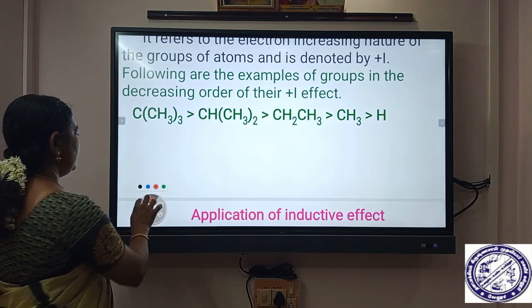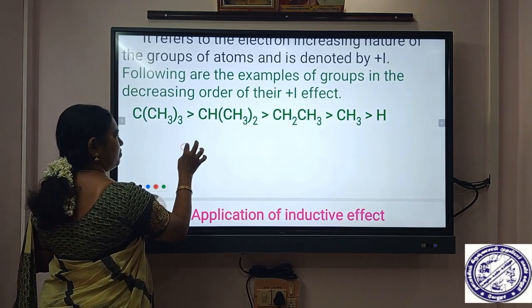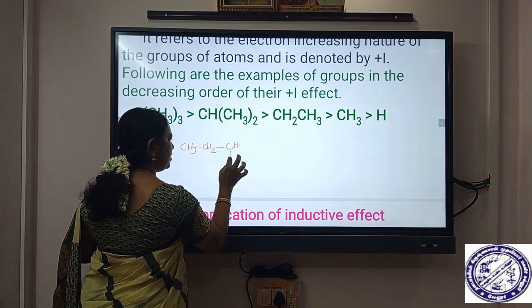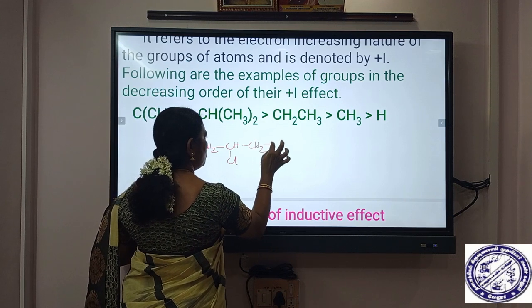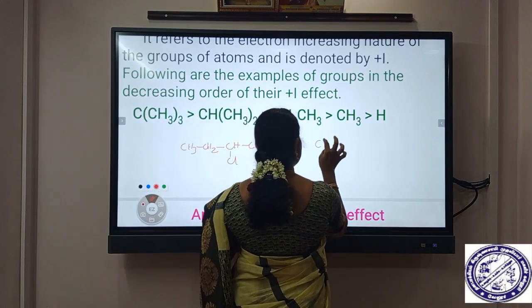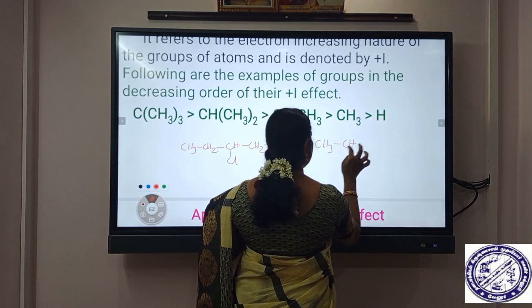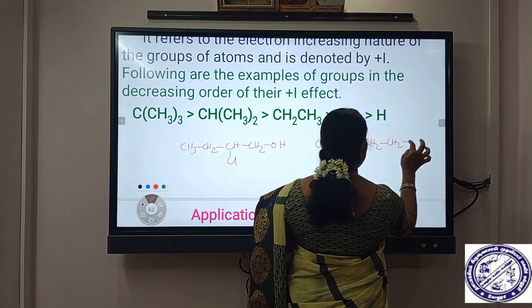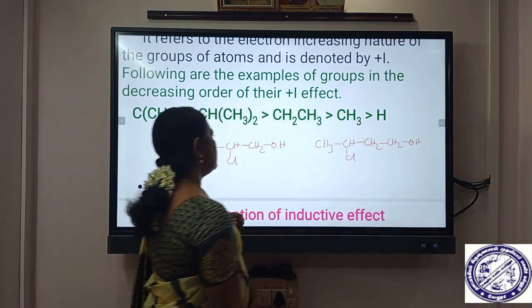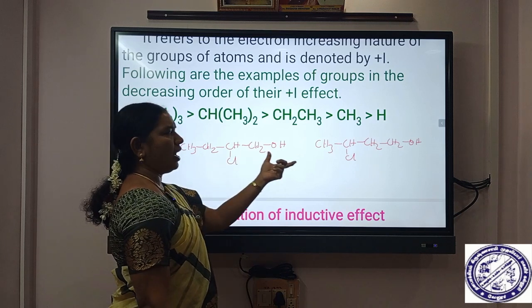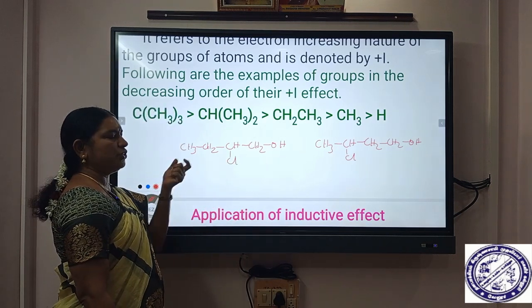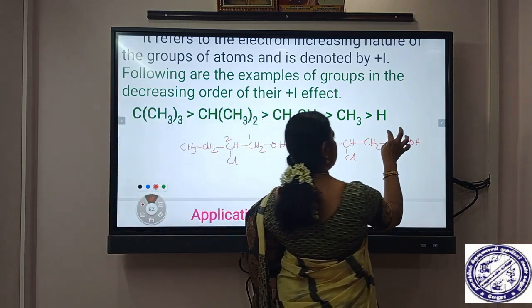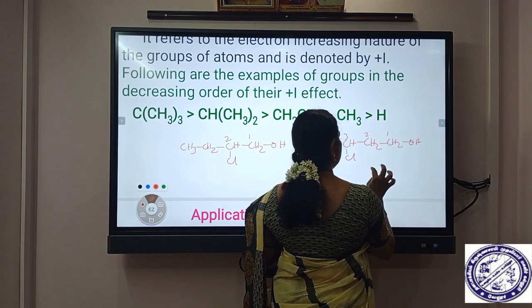We will see an example, that is, we will see two molecules, CH3CH2CHClCH2OH and CH3CHClCH2CH2OH. In both the cases, we see that there are 4 carbon atoms, but the substitution position has changed. In the first case, the substitution is in the second carbon atom, and in the second case, it is in the third carbon atom.